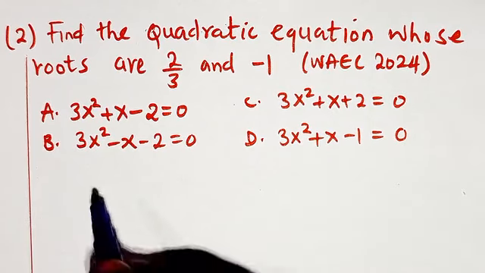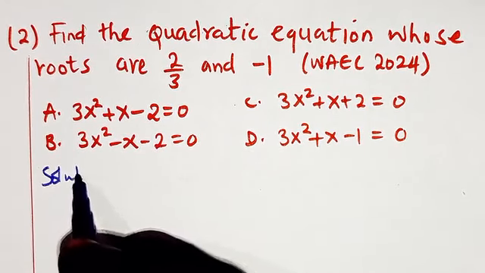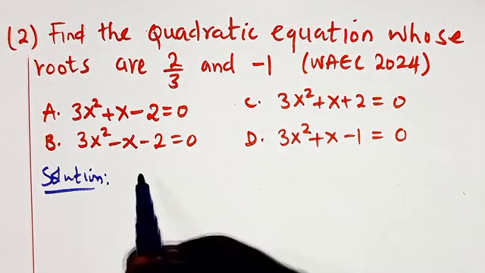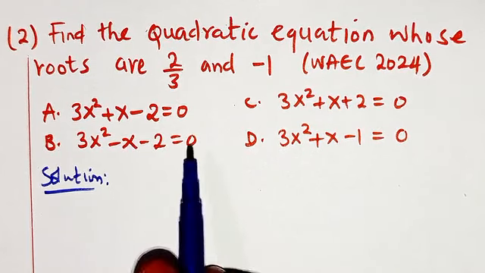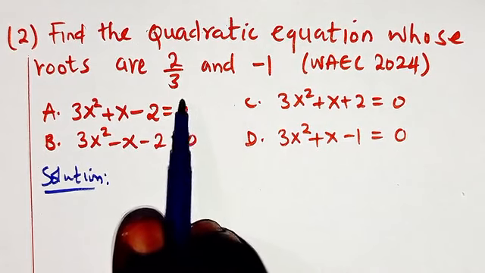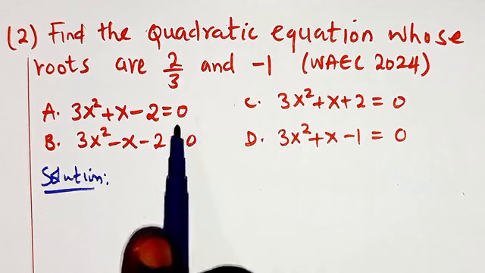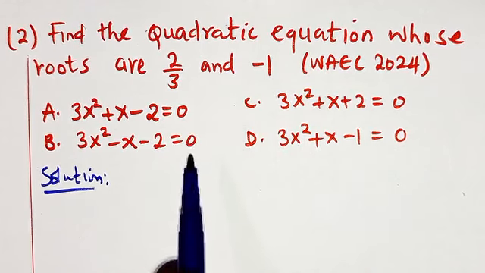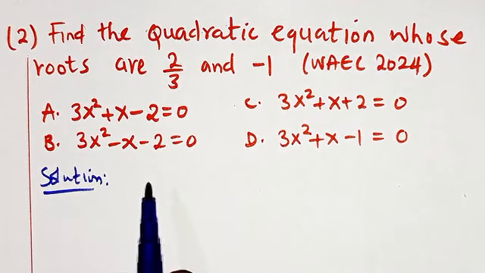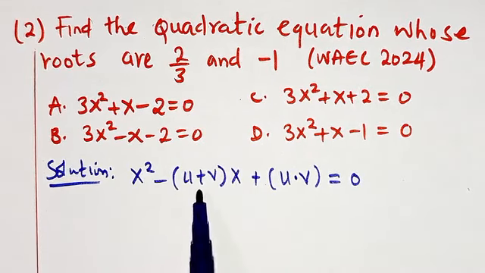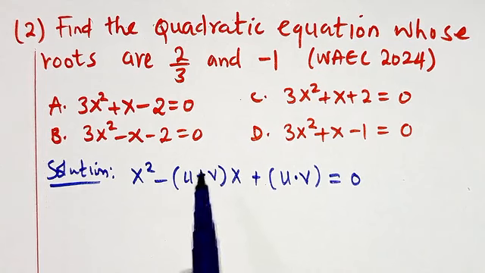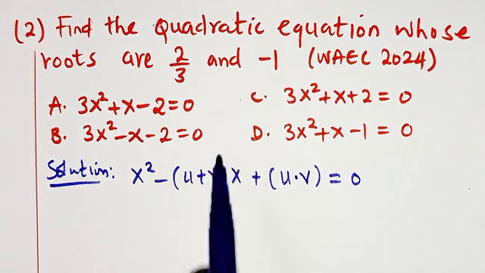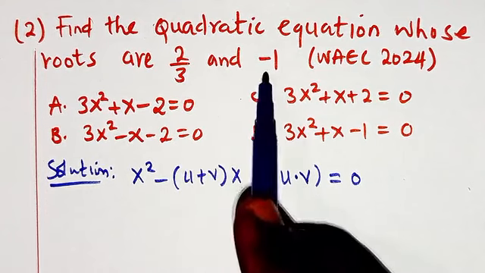Now, so we have this. So what are we going to do? Now the solution. Especially if you are given the roots and want to know the equation that has these two roots, we have this formula here. So x squared minus (u plus v), this u plus v means the sum of the roots. So we let one of the roots be u and minus 1 be v.